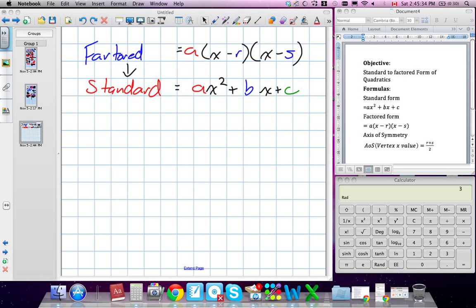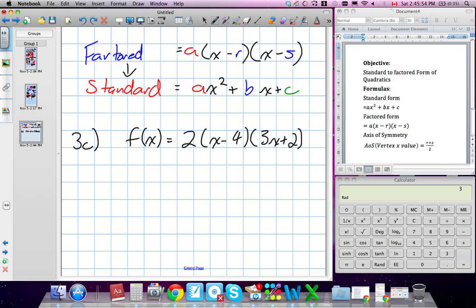Okay, in the next example we're going to go from factor to standard form, which is a reversal. Okay. This time we'll do with a harder question. Okay, I'm going to do with C3 which states f of x is equal to 2 times x minus 4 times 3x plus 2. Okay. All they want us to do is move from factor to standard form.